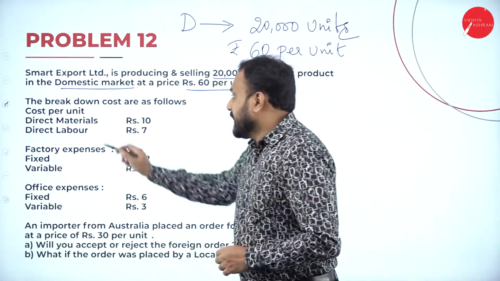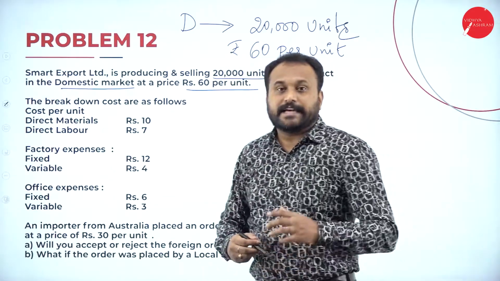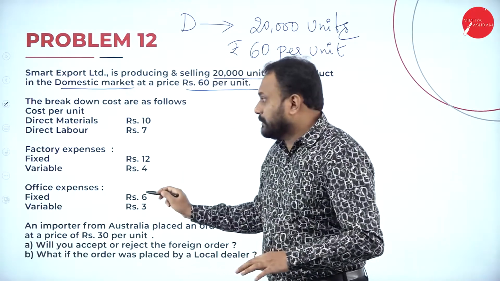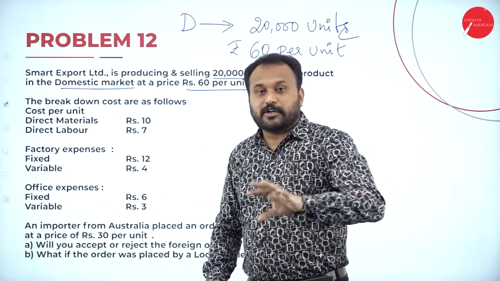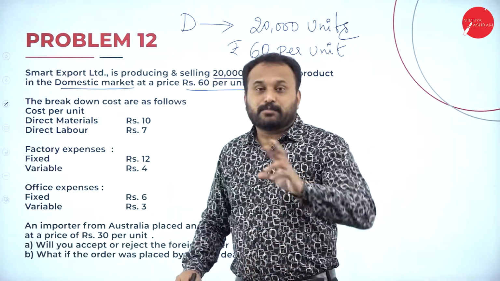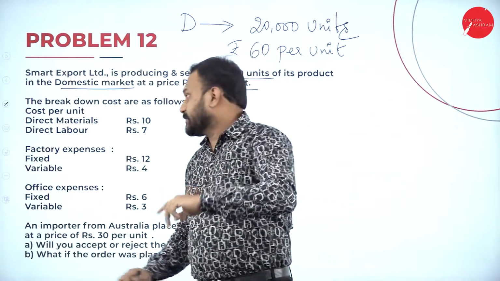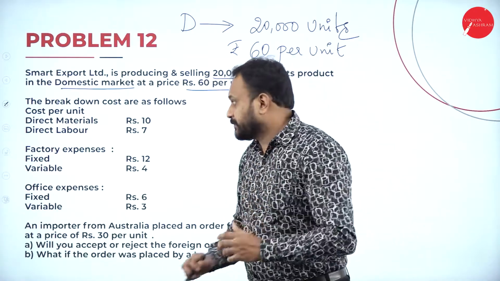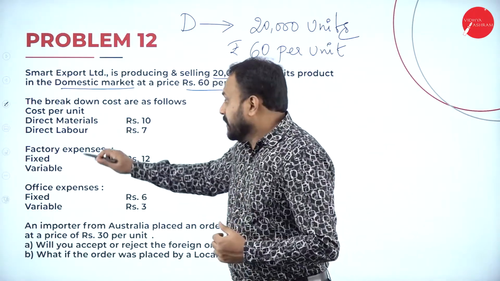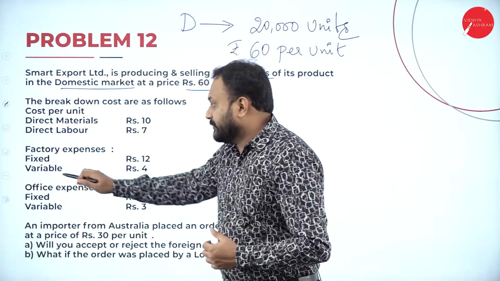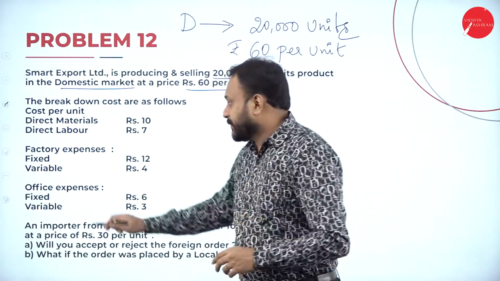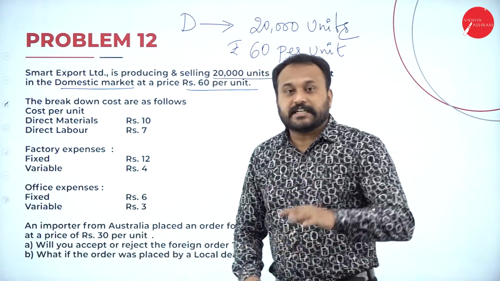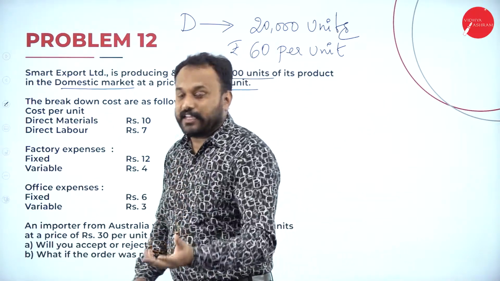The first one here is direct materials. Now direct materials is 10 rupees per unit. All these things are per unit. Direct labor is also rupees 7. Now both of them, direct material as well as direct labor, are 100% variable cost. That means it will change, right? Next, factory expenses, they have given fixed and variable, that means semi-variable as well as semi-fixed. Now office expenses, fixed and variable, means semi-fixed, semi-variable.